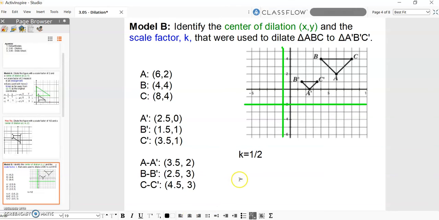So our center of dilation is equal to -1, comma, -2. I think I said -1, 2 earlier. It's -1, -2. And that is Model B.